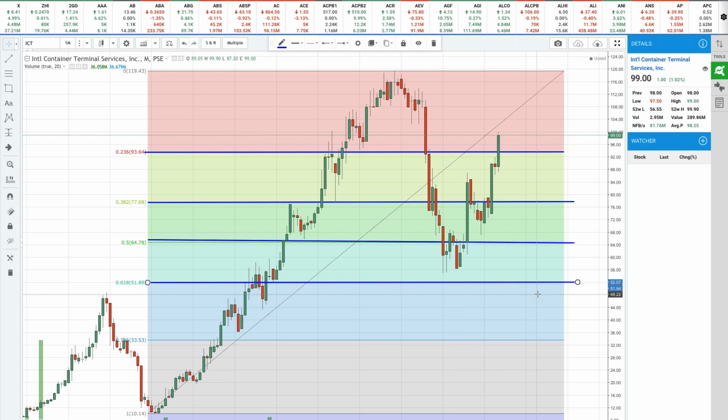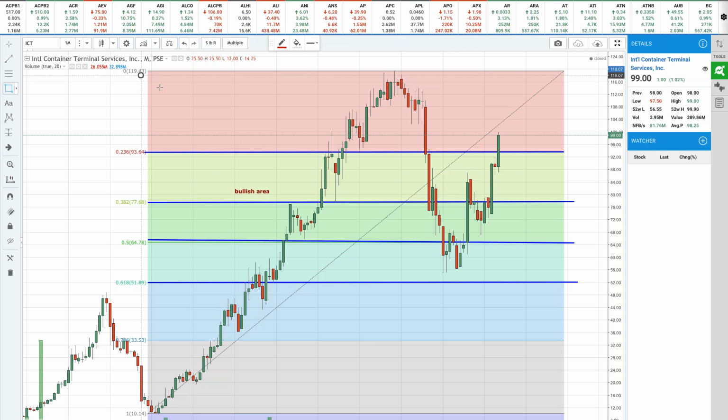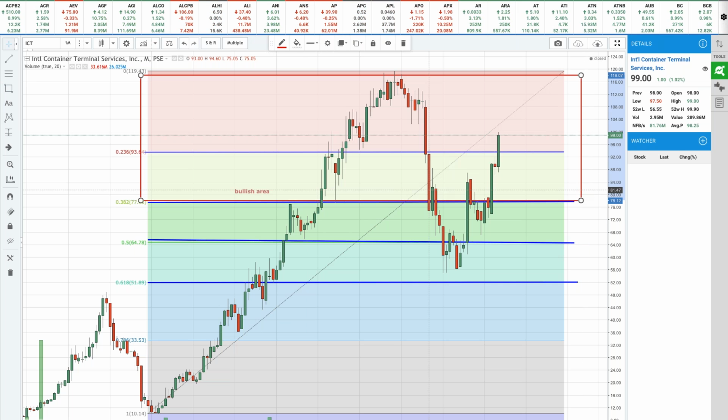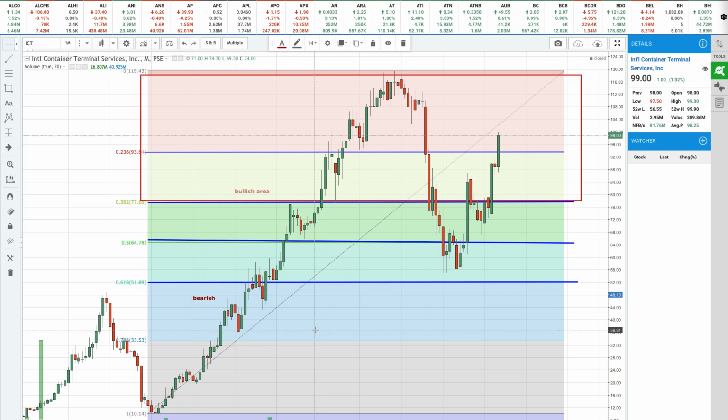Typically, prices bounce at 61.8, but stronger securities would tend to limit their bounce to the 38.2% level. Now, this is part of another webinar that I provide my students. The 38.2% level and above is the bullish area. The area at 61.8% and below is the bearish area.